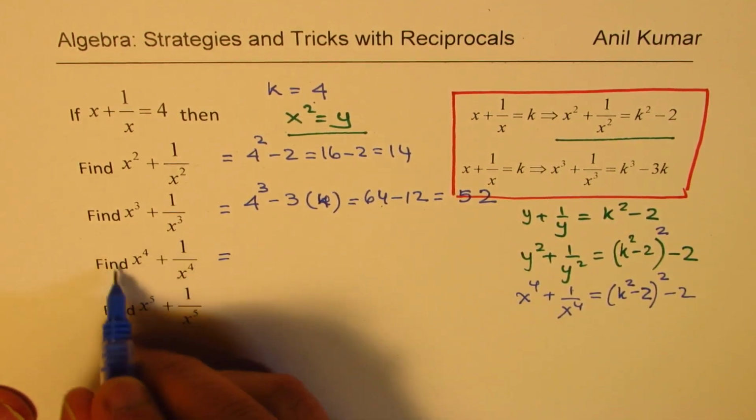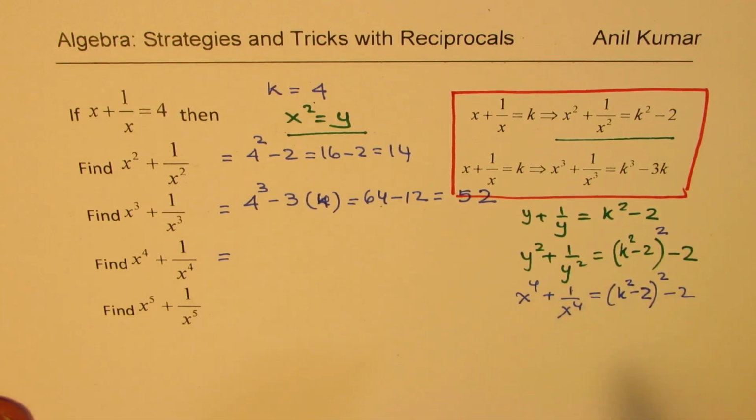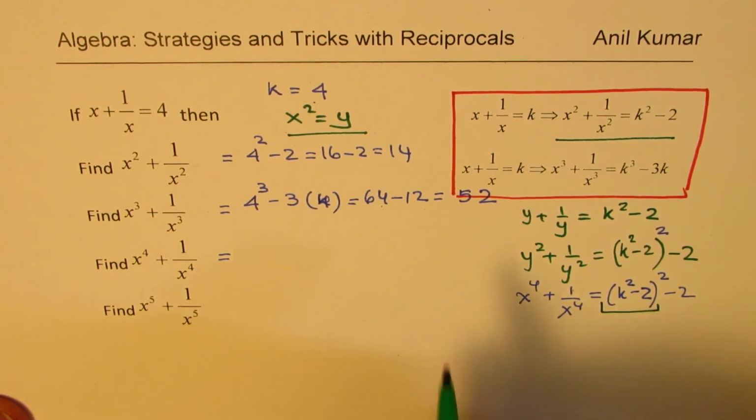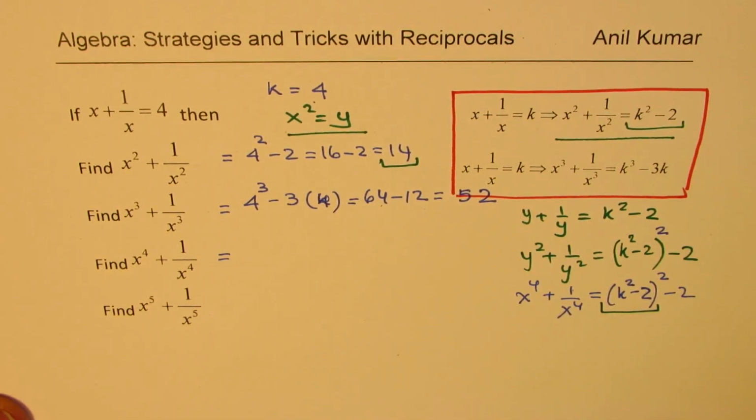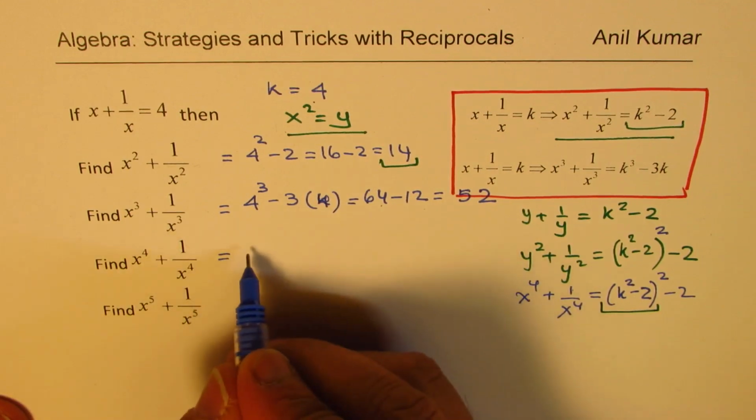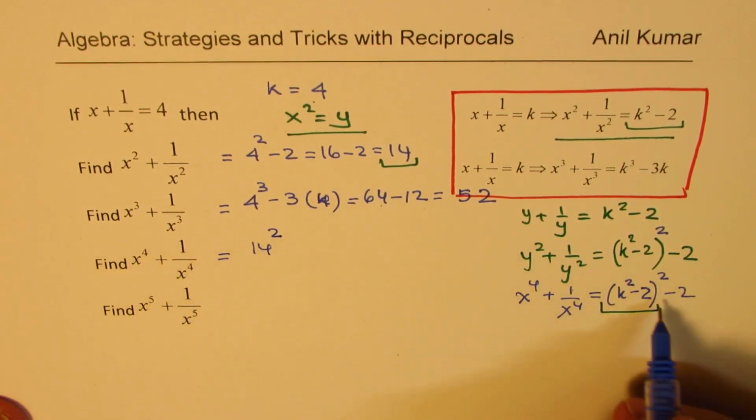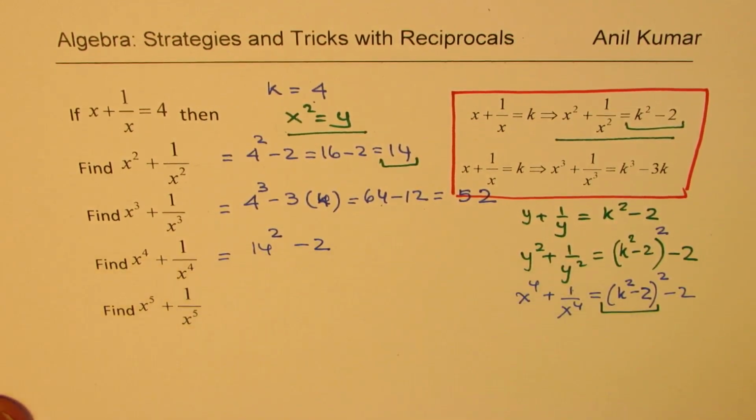Therefore, I could now write this value as, and this k square minus 2 we already found, right? K square minus 2 we found as 14. Do you see that part? So we could write this as 14 square minus 2. You get the idea, right? So that is how we could actually calculate our answers very easily. So I hope you understand and appreciate how we could easily do such questions.